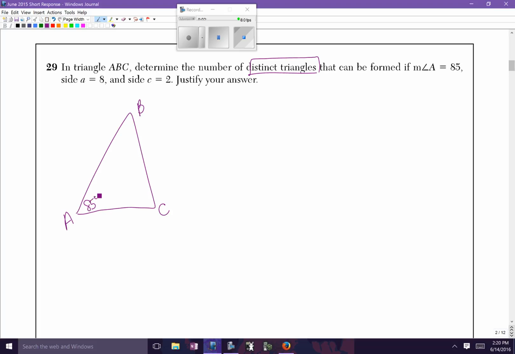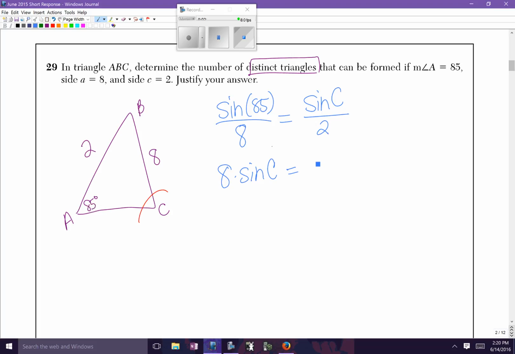So this is 85 degrees. Side a, which is across from angle A, is 8. Side c is 2. So I'm going to go ahead and find the measurement of angle C. I'm going to use the law of sines to do this. So we're going to say the sine of 85 over side a equals the sine of C, which I'm solving for, over 2. We have to cross multiply here. So 8 times the sine of C equals 2 times the sine of 85. One of the biggest mistakes is that students will write 2 on this side, and then when they type it in their calculator, they forget to do the parentheses, and it just makes things complicated. So don't do that.